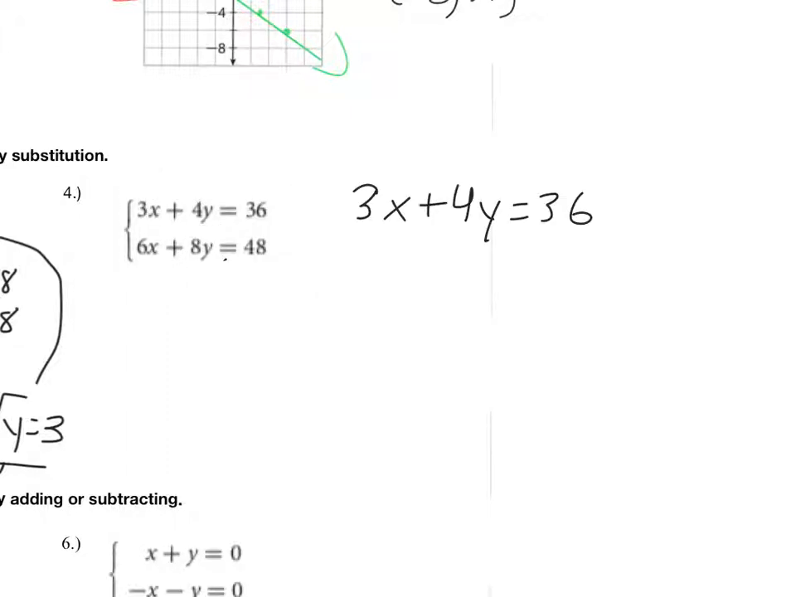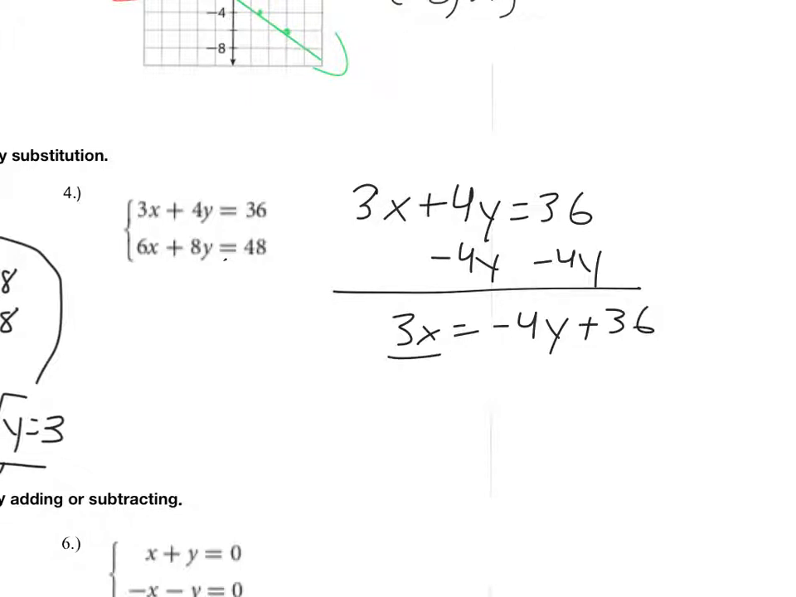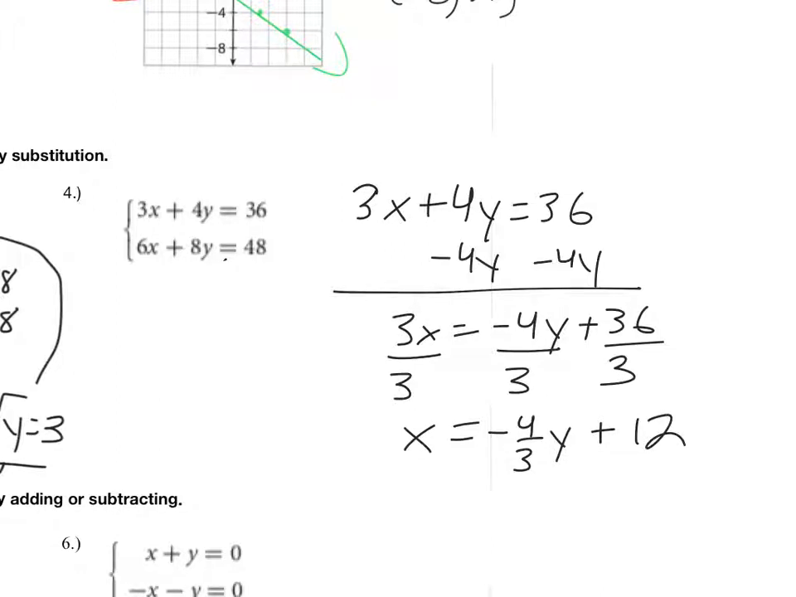So I'm going to go ahead and solve for x. Do you have to solve for x? No. You just need to solve for one of the variables. I'm going to solve for x, and the way you do that is you'd first subtract 4y on both sides. And if you do that, you get 3x equals negative 4y plus 36. And you divide everything by 3. And you would get x is equal to negative 4/3 y plus 12. And you would plug that into your equation over here. So anywhere I see an x, I'm going to plug in negative 4/3 y plus 12.